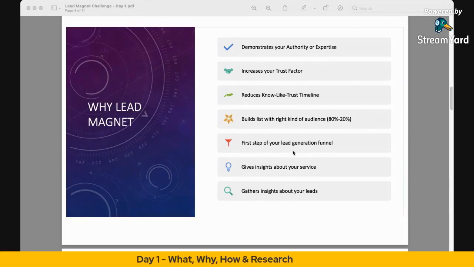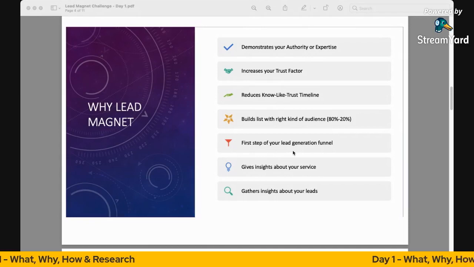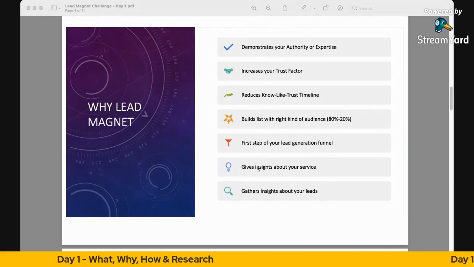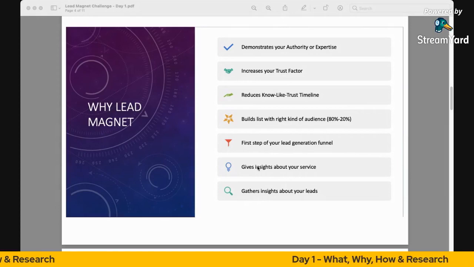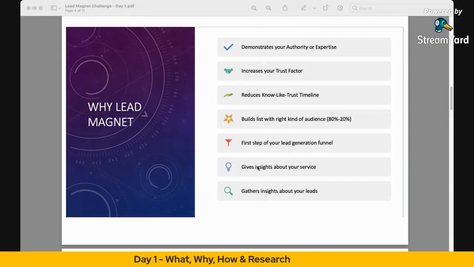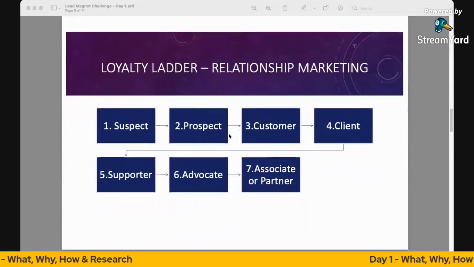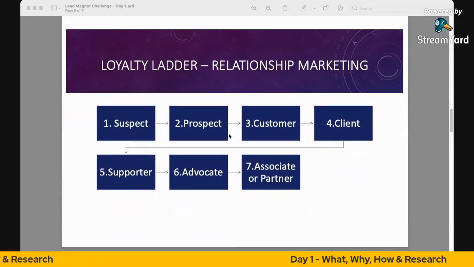Okay, this person buys, and then once their trust factor goes up, you can gradually increase them to the higher end product, but they need to trust you for that. And also they can get insight about your service, what type of service you're doing, through your lead magnet. It is like sampling something, right? So that is why you do need a lead magnet. And this is the loyalty ladder I was talking about.